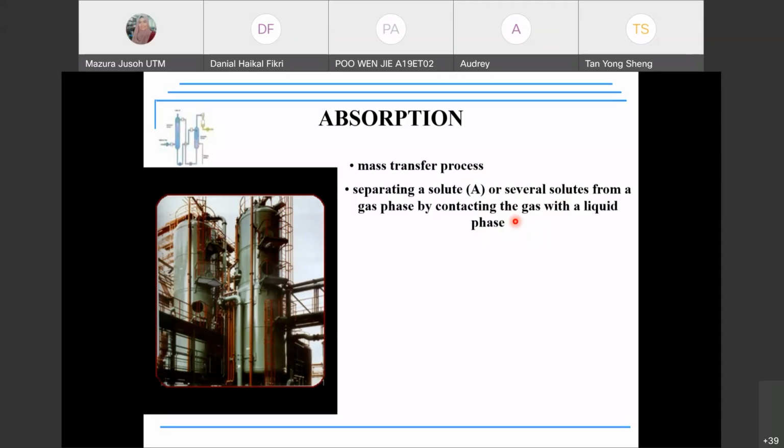So this very much depends on the solubility of the component that you want to separate in the solvent that you're going to use.